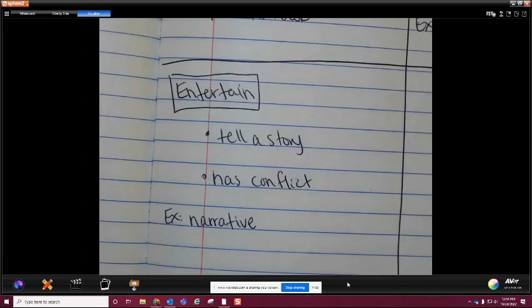Okay. The next one we have is entertain. Entertain is a lot of what we did last quarter. To tell a story. It has some sort of conflict in it. An example for this could be narrative. Okay? We spent a lot of time doing that last time.